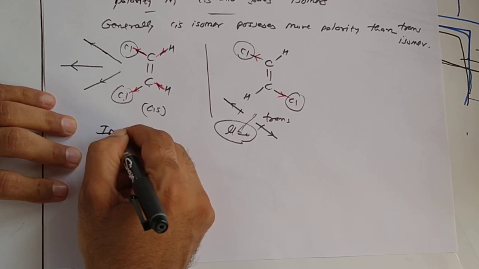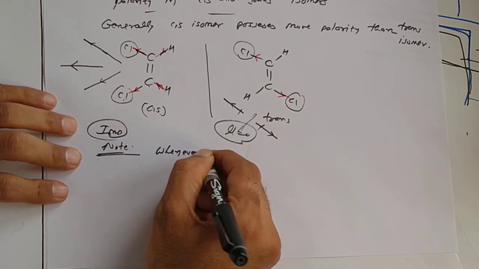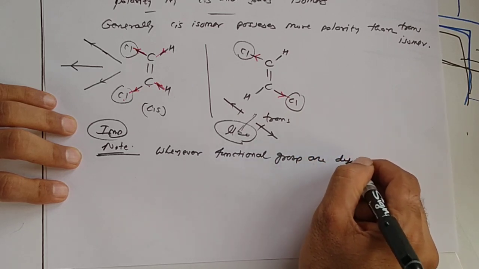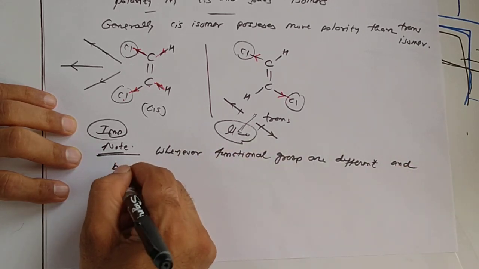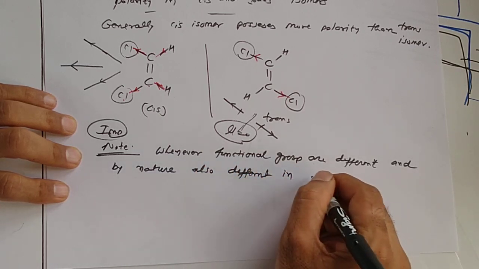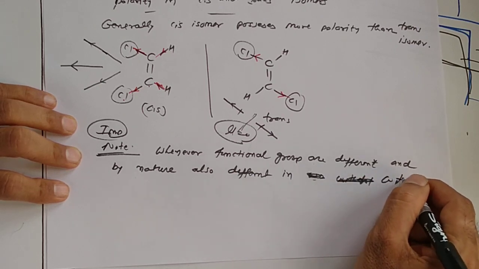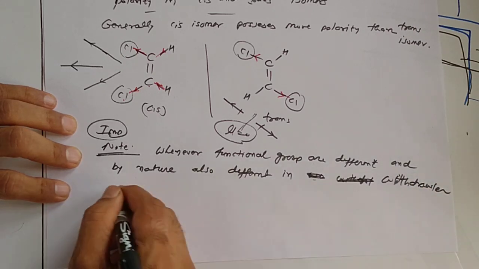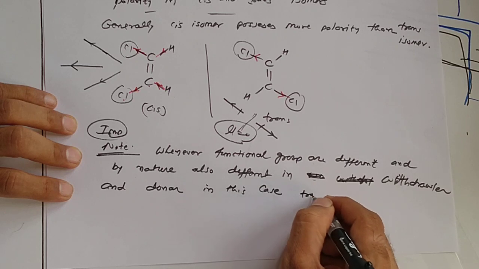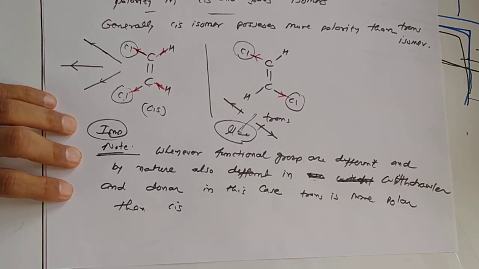But important note: whenever functional groups are different and by nature also different, in withdrawing or donor, withdrawer and donor, in this case trans is more polar than cis. You can see.